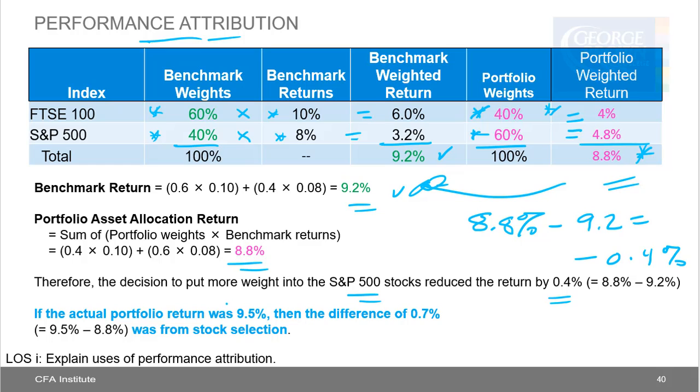Okay, so then what it's saying down here is if the actual portfolio return was 9.5%, let's say that it's not 8.8, it's 9.5, then there must have been another factor attributing to the difference. So 9.5 minus 8.8 gives you 0.7%. Oh, that must come from stock selection. That would explain the difference. Here's explaining the difference based on the allocation versus the benchmark. And if there is further difference, well, then it has to come from the stock selection.